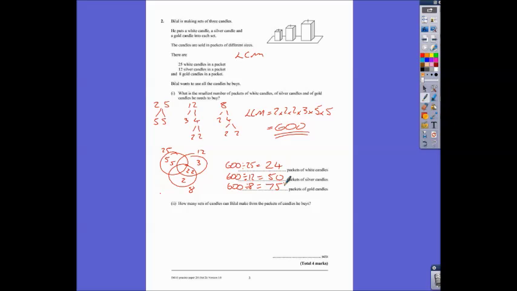It says, how many sets of candles can Bilal make from the packets that he buys? Well, he's getting 600 of each candle and he's putting 1 in each set. So it's really simple, it's just 600.